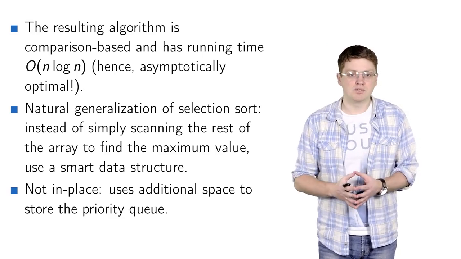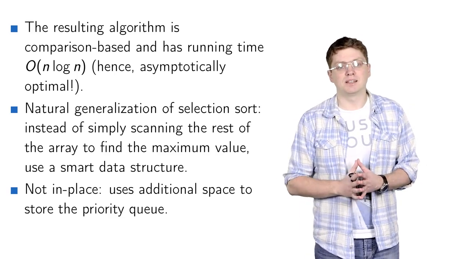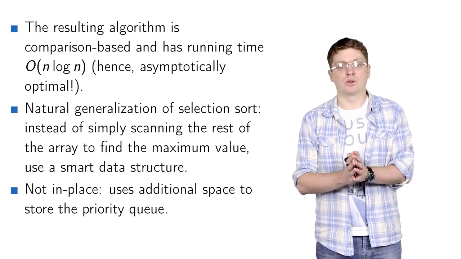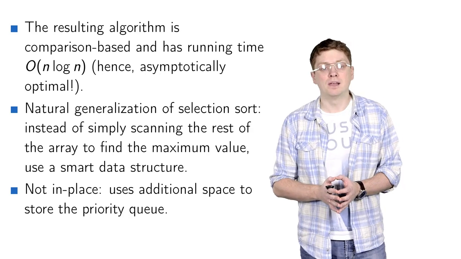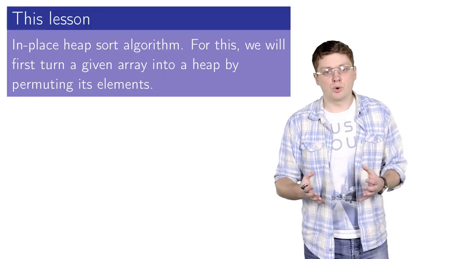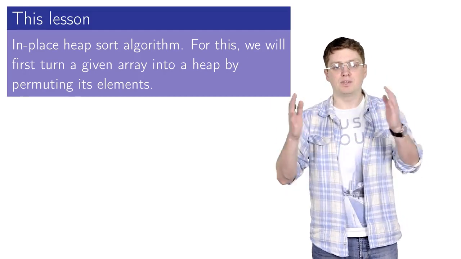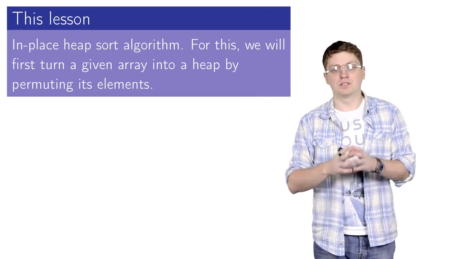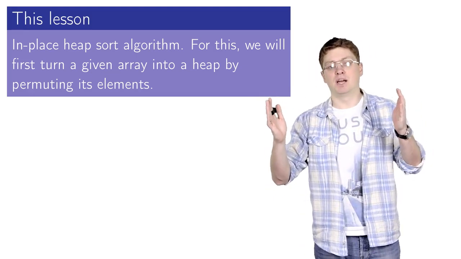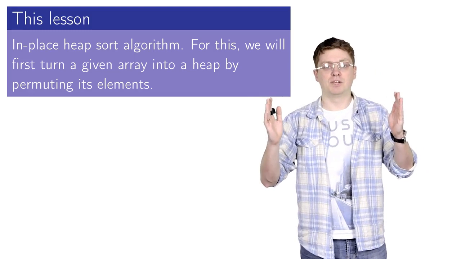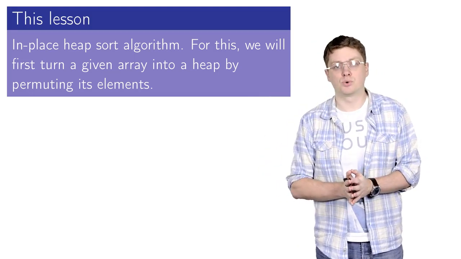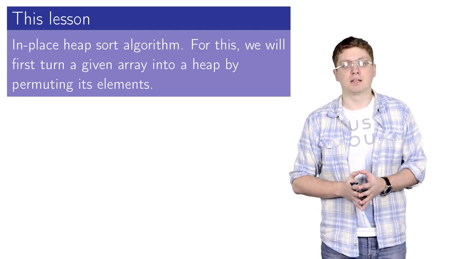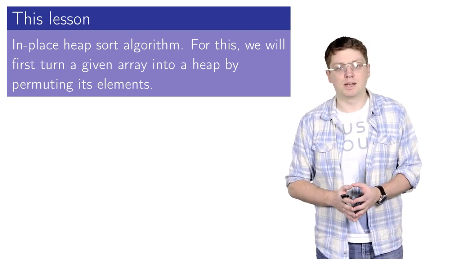So the only disadvantage of our current algorithm is that it uses additional space to store a priority queue, okay? So in this lesson, we will show how to avoid this disadvantage. Namely, given an array A, we will first permute its elements somehow so that the resulting array is actually a binary heap. So it satisfies the binary heap property. And then we will sort this array again just by calling extract max n times or n-1 times.